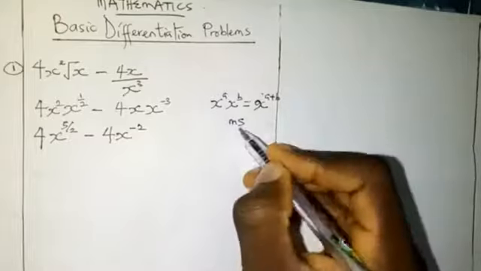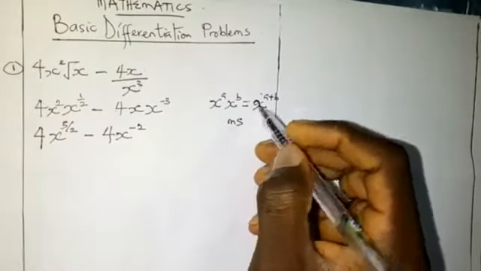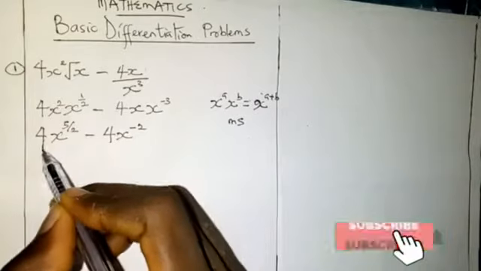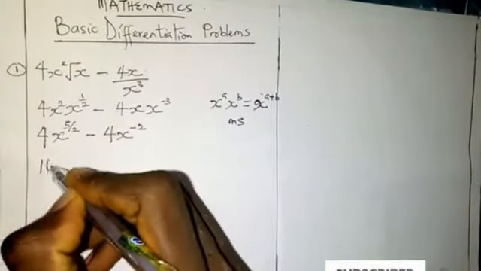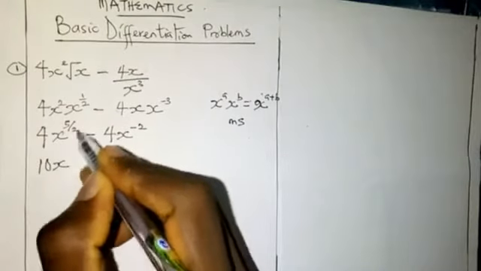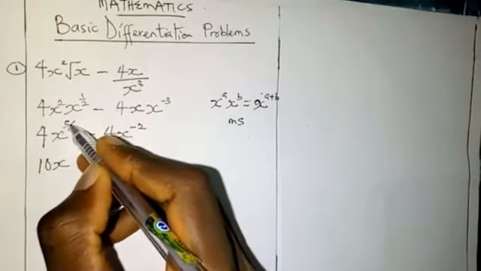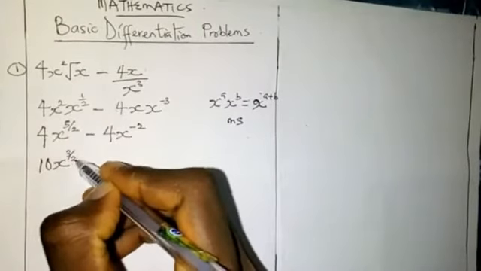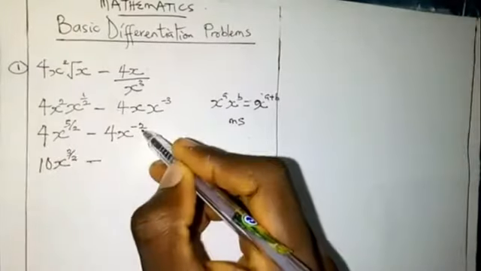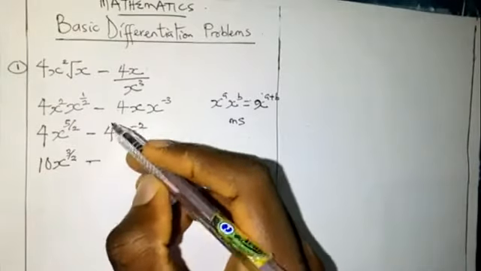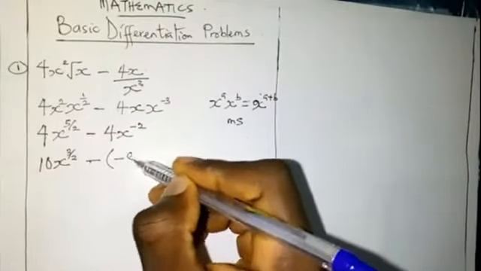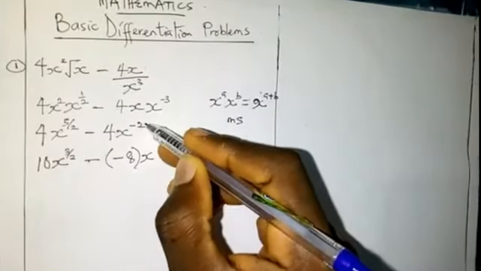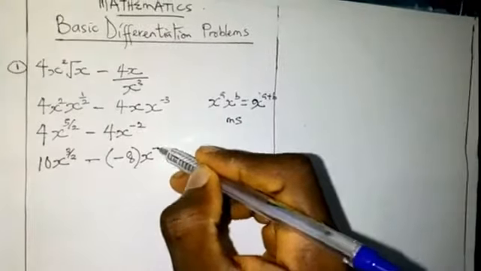So now, using the principle of differentiation, that is, you multiply before you subtract. You multiply the power with the coefficient before you subtract 1 from the power. So 5 over 2 times 4 gives me 10. The x remains x. Subtract 1 from 5 over 2 gives me 3 over 2. Minus 2 times 4 gives me minus 8x. Then subtract 1 from the power gives me minus 3.